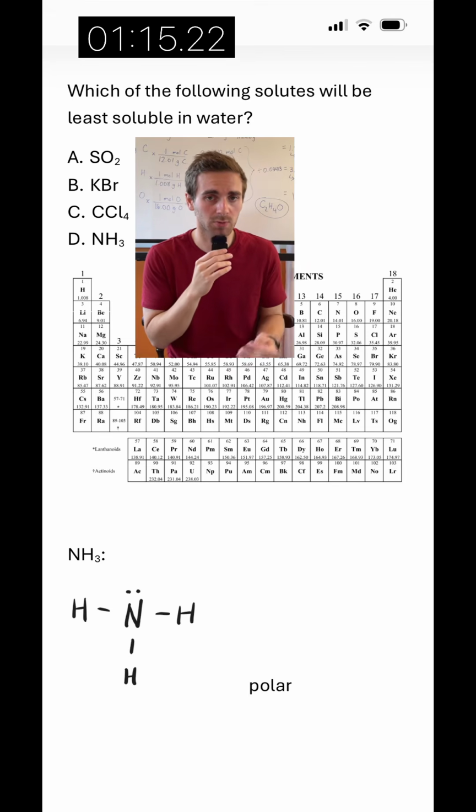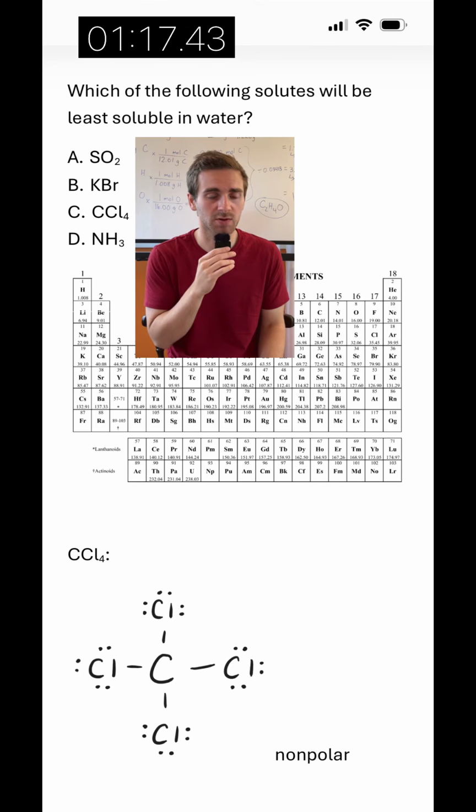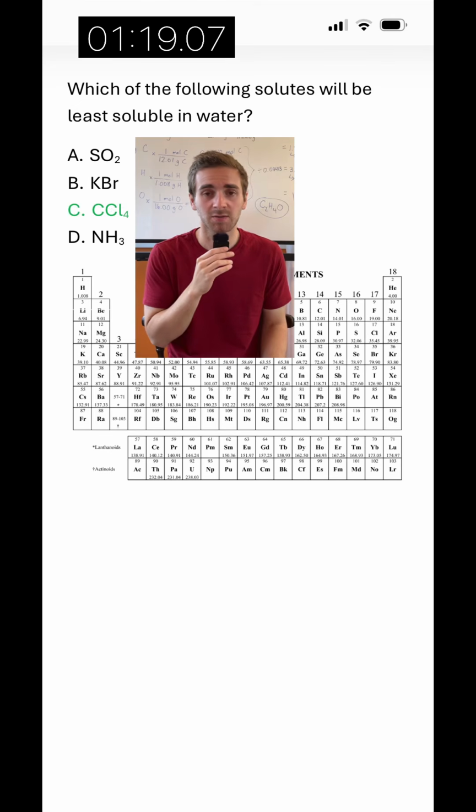So the least soluble will be the nonpolar one, which is CCl4, choice C. If you got that correct, great job. If you stuck around until now, even better.